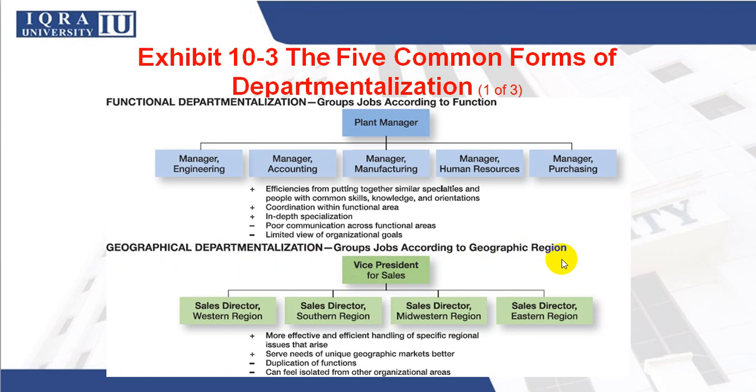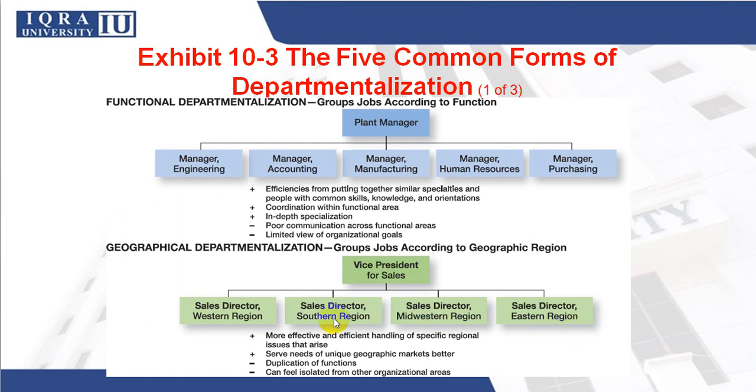For example, vice president for sales is a sales-based unit in which we can see certain departments which are dispersed and related to regional locations. This is the department of sales that is located in the western region. This is the sales director looking after the southern region. This is the sales director for the midwestern region and eastern region. So we can see that in this departmentalization the functions are not highlighted the way they were highlighted here. We are having departmentalization on the basis of regions.